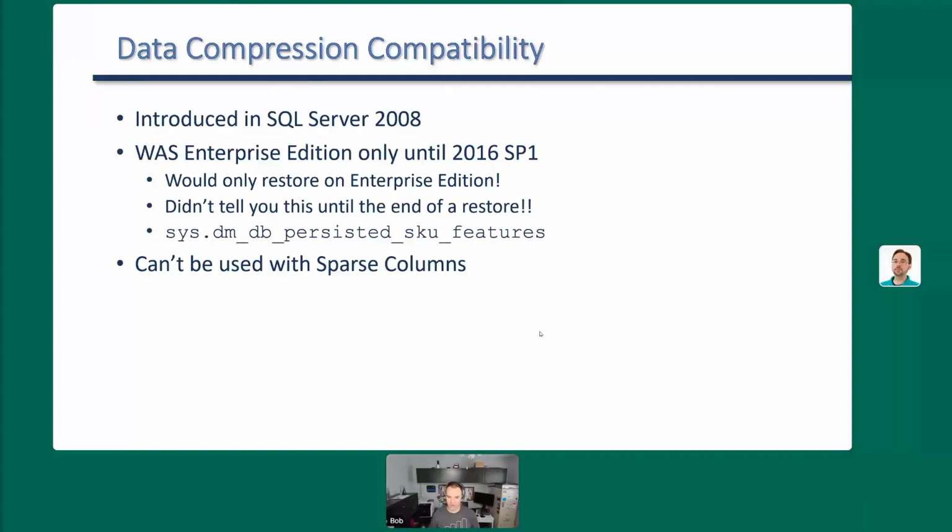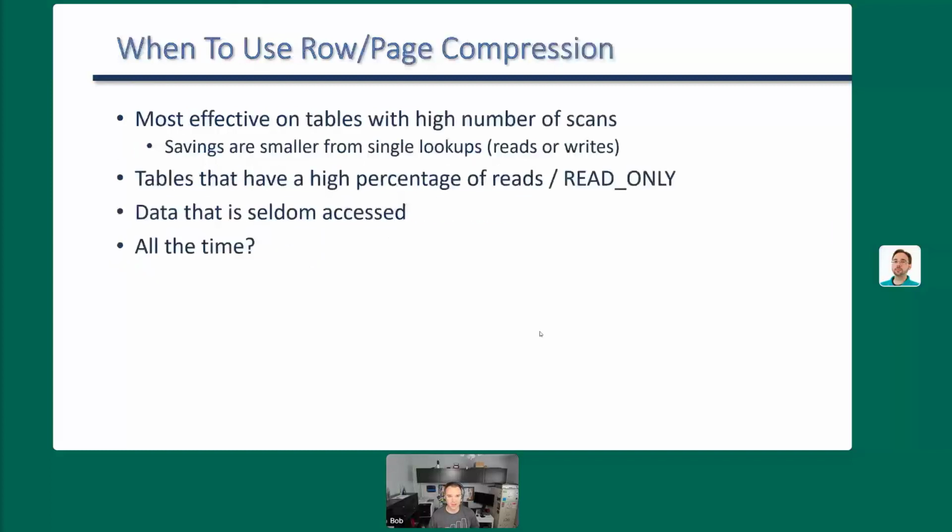So if you're using sparse columns, you can't use data compression. But if you're actually using sparse columns, please tell me. I'd love to hear about it.